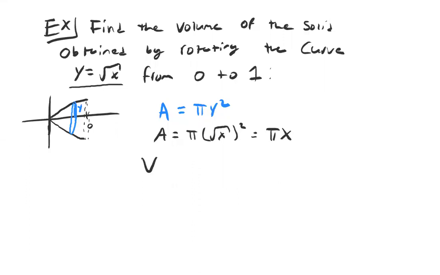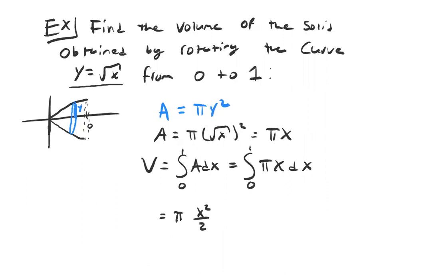Now if I want the volume, that's going to be the integral of A dx. This is the integral of pi x dx, and we're going to go from 0 to 1. Sorry, I forgot to fill those in. Now I'm just going to go through and do it. I get pi times x squared over 2, evaluated from 0 to 1. This is pi over 2, and when I evaluate at 0, it's 0. And that is my final answer there.